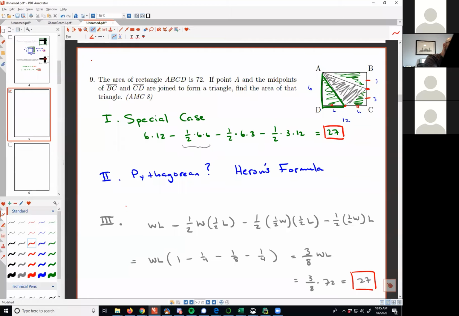So I'm going to call this solution proportions or proportionality.